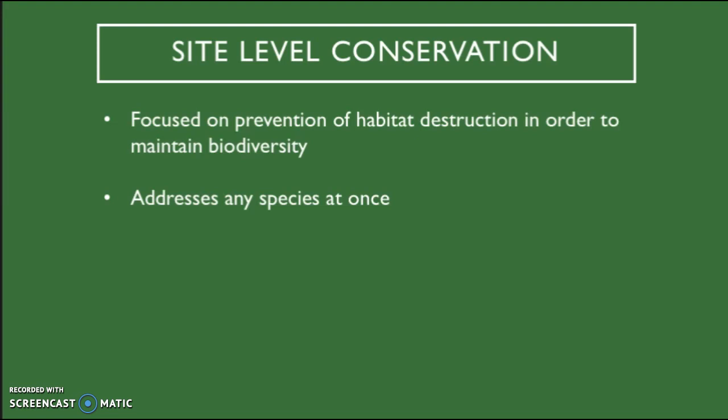With this approach, conservation of species doesn't have to happen one species at a time, and many different species can be conserved at once. A big idea behind site-level conservation is that habitat is the most important thing in conservation of other species. So by focusing efforts on conserving habitats, many species will benefit.